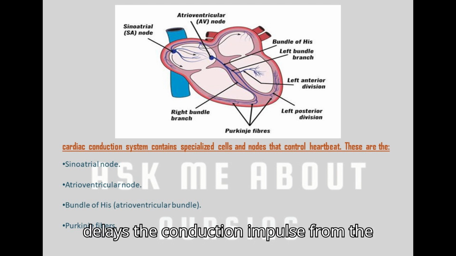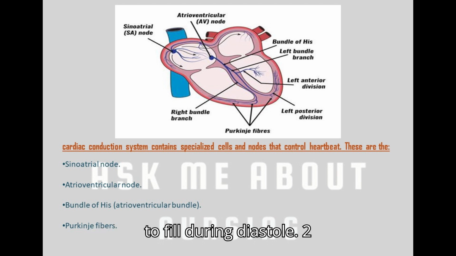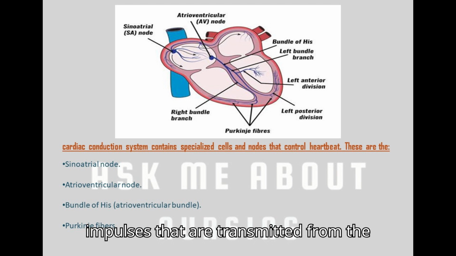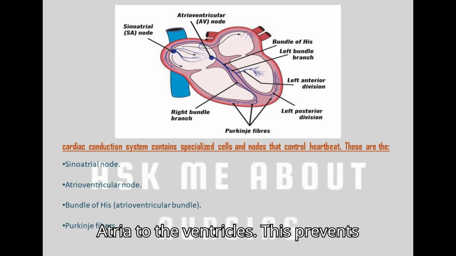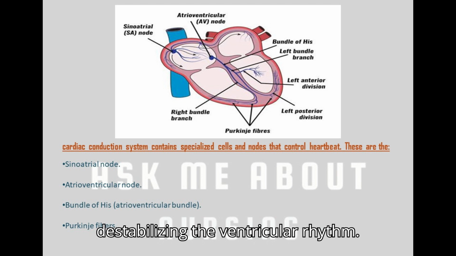1. The AV node delays the conduction impulse from the atria to provide time for the ventricles to fill during diastole. 2. The AV node controls the number of impulses that are transmitted from the atria to the ventricles. This prevents rapid irregular atrial heart rhythms from destabilizing the ventricular rhythm.